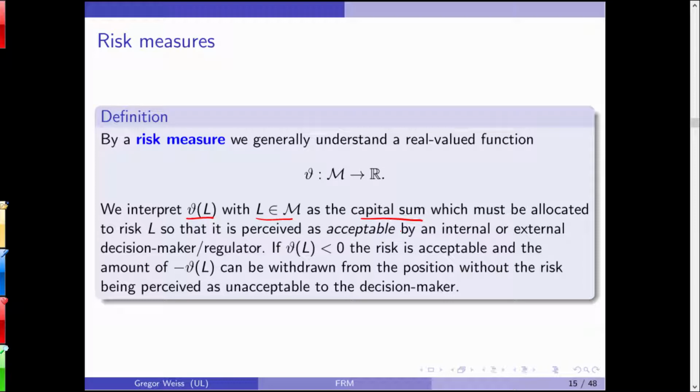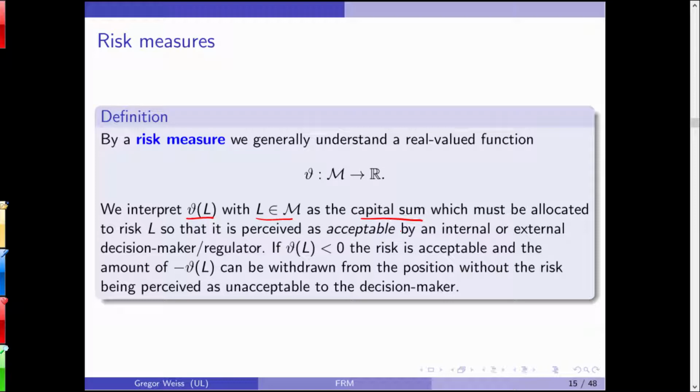The risk measure, regardless of how this function nu looks like, is always a monetary number, a dollar amount, that needs to be put into the position or can be taken out to make it acceptable to an external omniscient regulator, for example, to the SEC, to the BaFin. If this risk measure is less than 0, the risk is acceptable and the amount of minus nu can be withdrawn from the position without the risk being perceived as unacceptable.